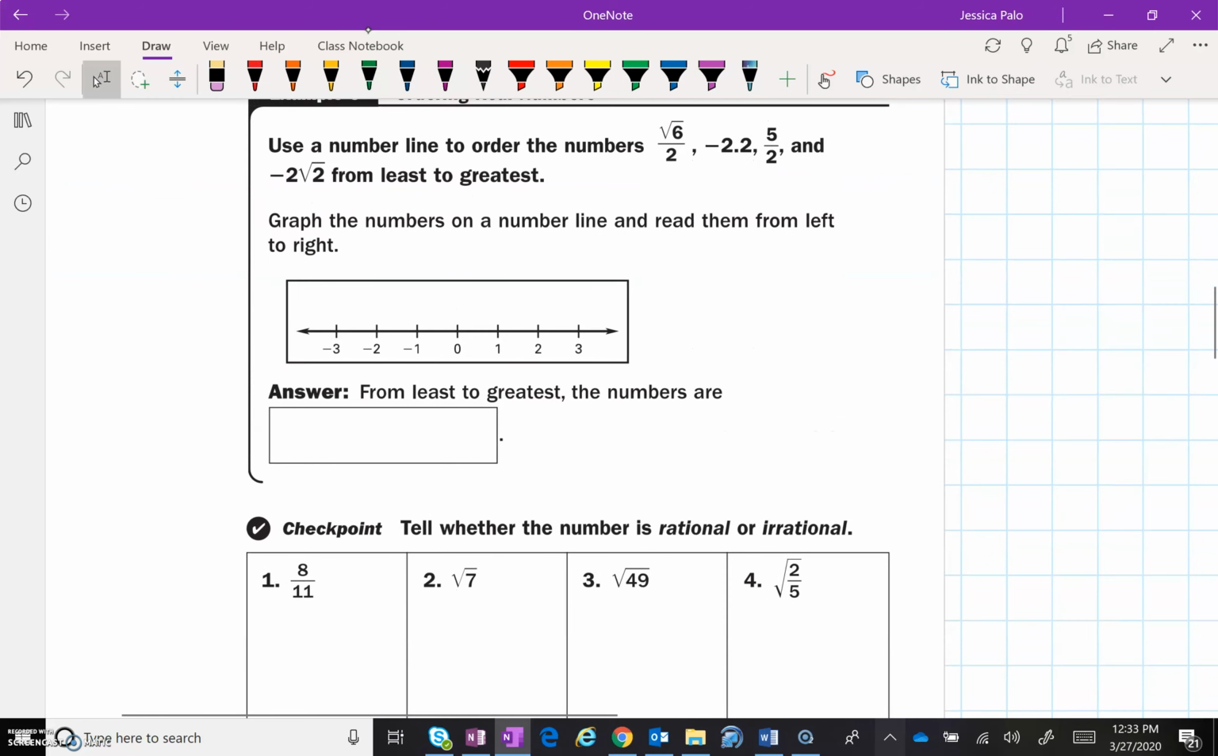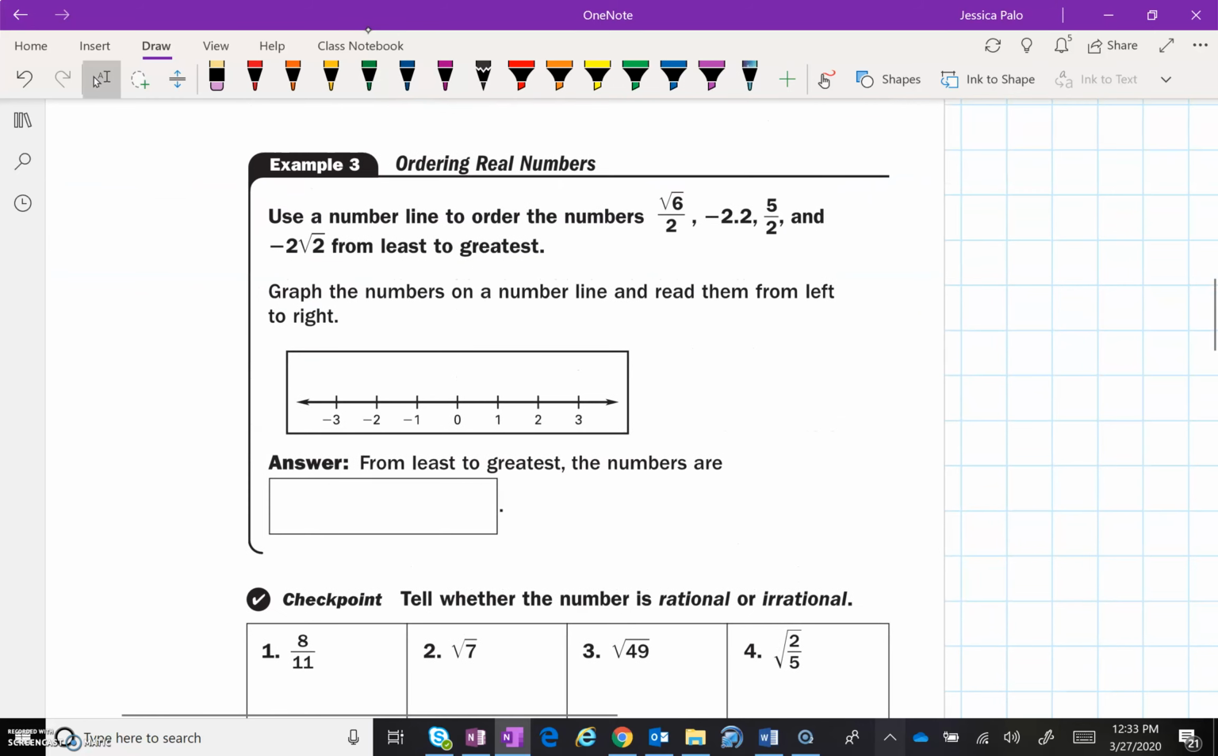Example 3 is very similar to what we just did, except now we have a few more numbers. So instead of using greater than, less than, or equal to determine the relationships, we're going to put them in order from least to greatest. So the first thing we want to do is figure out what these numbers are in decimal form. Decimal form is probably the easiest way to go for you. Then we're going to put them on the number line so we can read them in order.